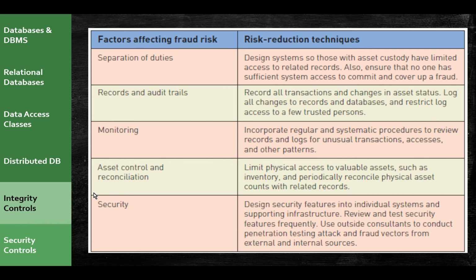So, factors affecting fraud risk: we have separation of duties. In other words, separation of duties is a way to reduce fraud. You can't cut a check until somebody else approves it, so two people have to sign off on something like that. Records and audit trails, so everybody knows they're being watched. Same with monitoring, asset control and reconciliation, and then finally security. So you can certainly pause the video and take a look at the different techniques we have for reducing the risk of fraud.